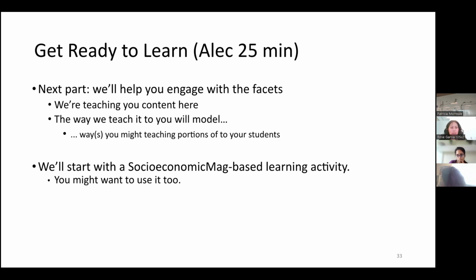So would anyone be willing to share one or two of their facet values? Would you guys like me to go first so you can view an example? Go ahead. Okay. My slide is on slide 8.